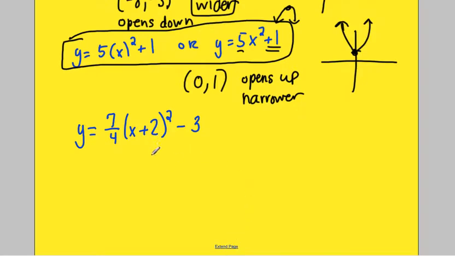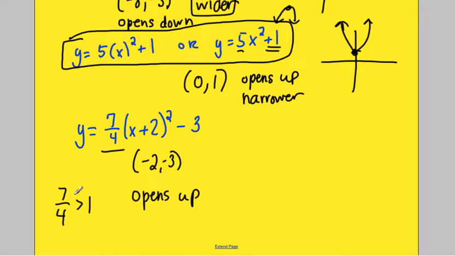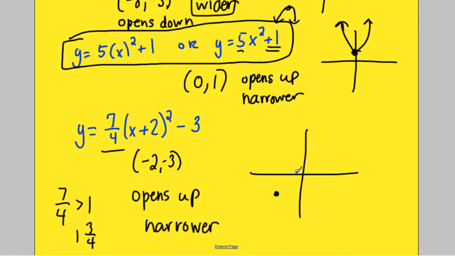All right, and the last one I'm going to do, the vertex is -2, -3. This number is positive, so it opens up. 7/4 is bigger than 1 because 7/4 is 1 3/4. So that means that it's more narrow than the parent. Just because it's a fraction doesn't mean that it's wider. It has to be between -1 and 1 if it's wider. That number is above 1. So -2, -3 would be the vertex. It opens up, and there's your sketch. And that's how you graph quadratic functions in vertex form.